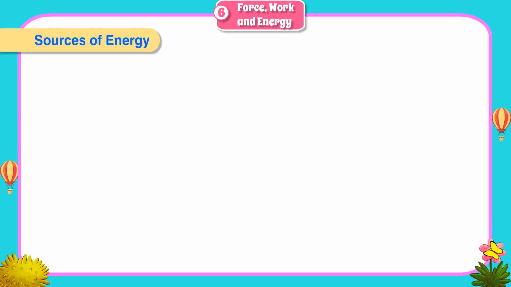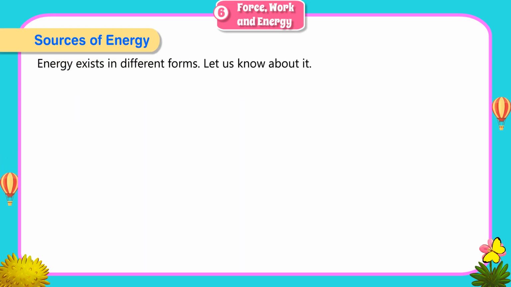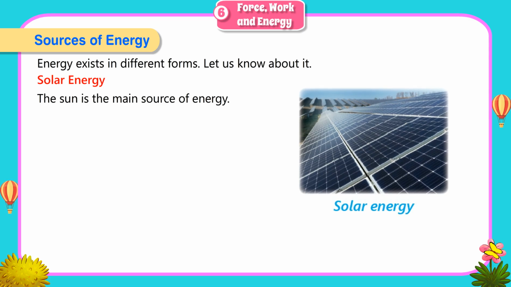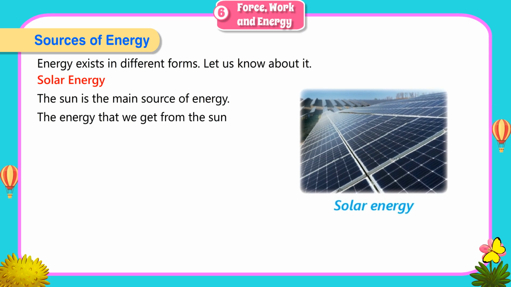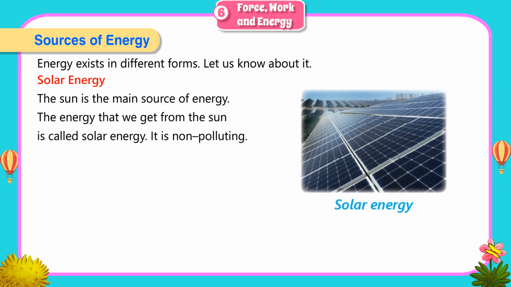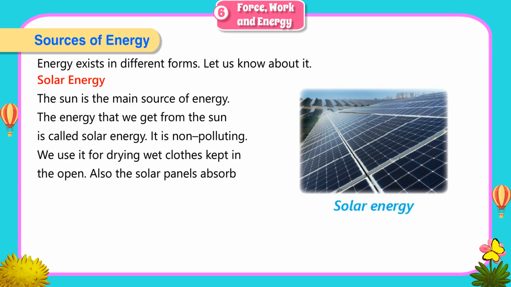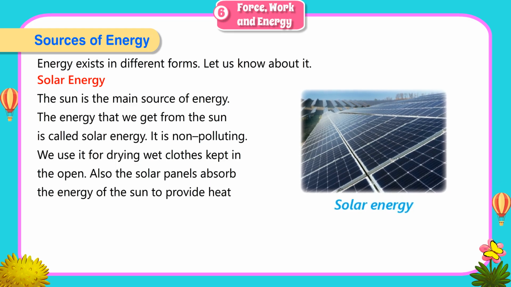Sources of energy. Energy exists in different forms. Let us know about it. Solar energy. The sun is the main source of energy. The energy that we get from the sun is called solar energy. It is non-polluting. We use it for drying wet clothes kept in the open. Also, the solar panels absorb the energy of the sun to provide heat for cooking.